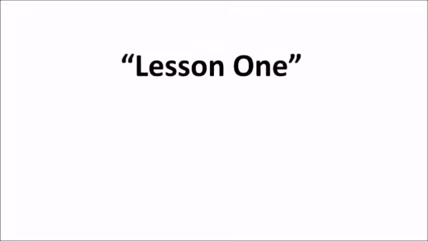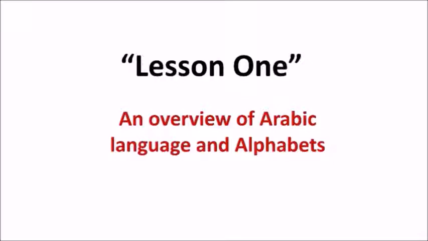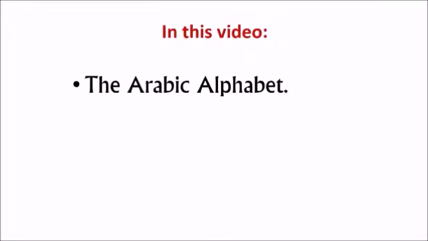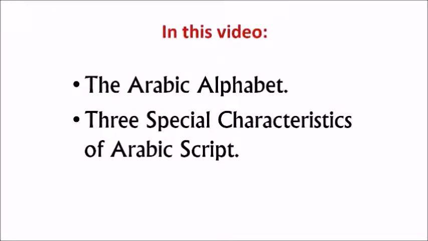Before moving on, please download, print out, or view the accompanying PDF activity file link that we will do together in this video. Now let's start our first lesson, which is an overview of Arabic language and alphabets. What shall we have in this video? In this video, we will cover two main points: a general view of the Arabic alphabet, and 3 out of 4 special characteristics of Arabic script.